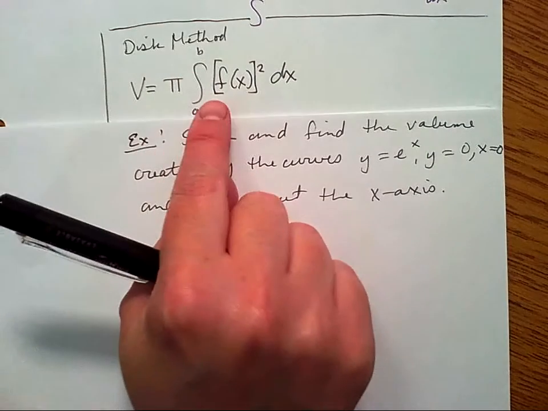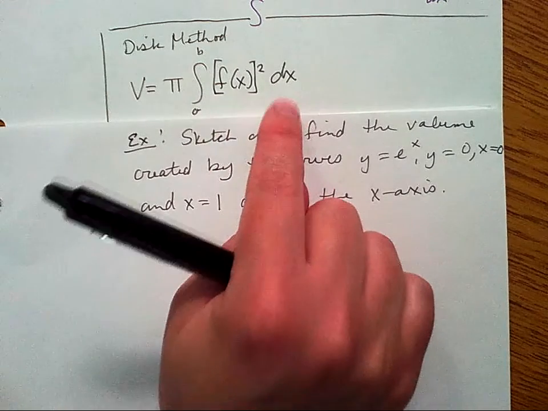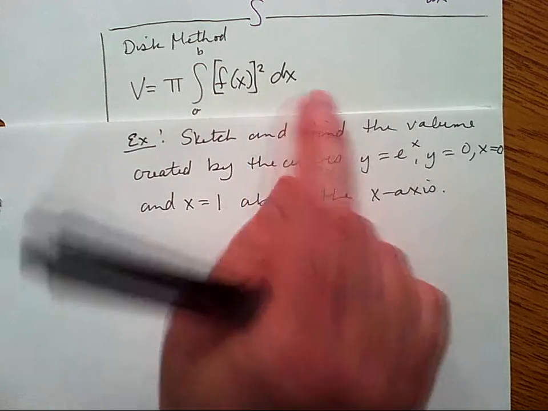So again, look, I have the disk method, I have f of x, my bounds are x, and I have dx. So this is all in terms of x. To rotate, let me write that.